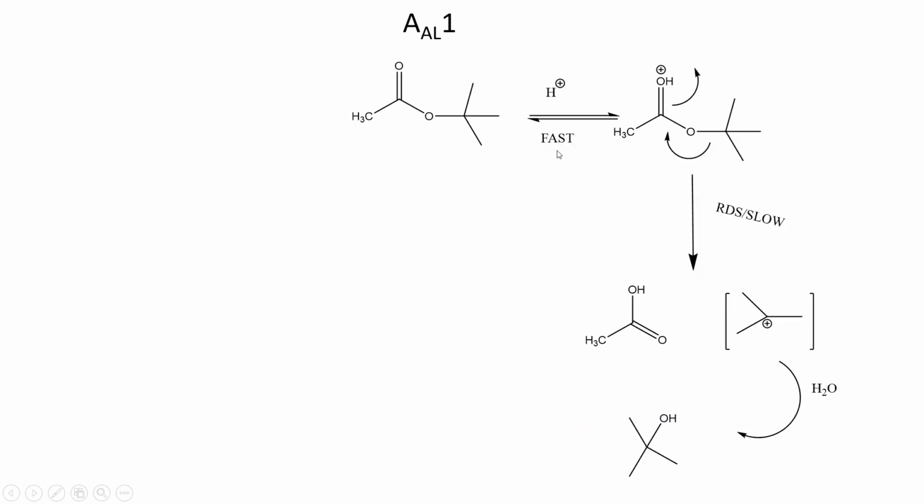Now the AAL1 mechanism. Here, that is a unimolecular reaction, alkyl bond cleavage, acid catalyzed, all things are the same. As it is a unimolecular reaction, you can see the second step is the RDS step, where the rate doesn't depend on acid, and all other things are the same. Okay, these are the 8 kinds of mechanism by which an ester can get hydrolyzed.